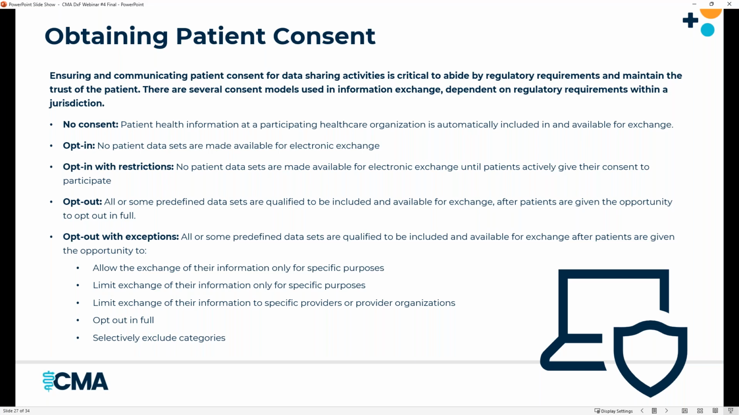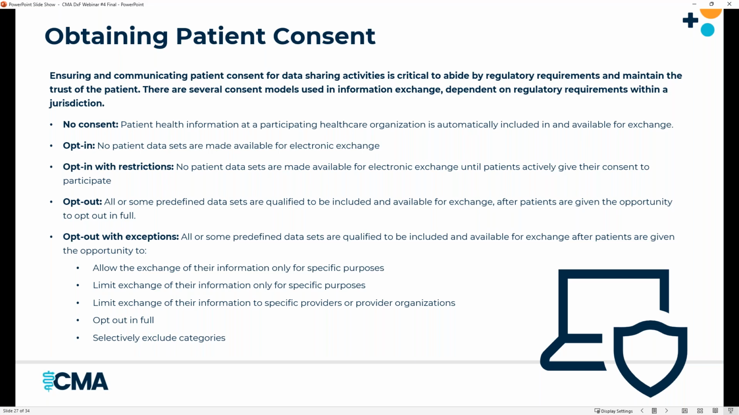And there could be the following: the opt-out with exceptions, allowing the exchange of certain data. They can do that. Like, oh, I want all my labs to go, but my personal private psychiatry history, they may not want to go. So the stuff that you determine and you want to make sure is in your EMR one way or another.